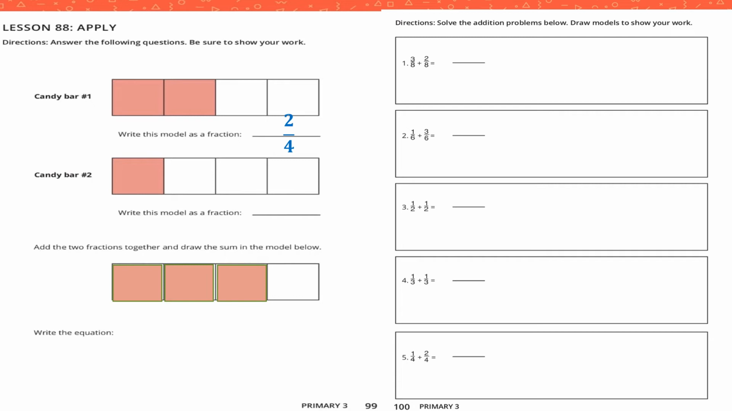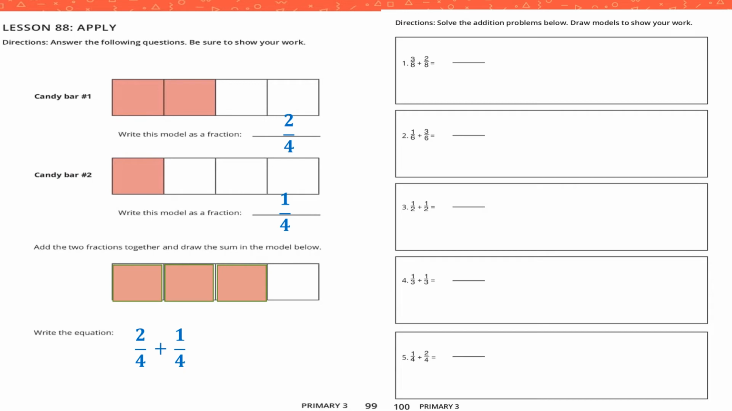Candy part 2. What is the fraction of this model? How many are colored? 1 out of the total, which is 4. So the fraction here is 1 over 4. Add the 2 fractions together. Add means plus. 2 over 4 plus 1 over 4.